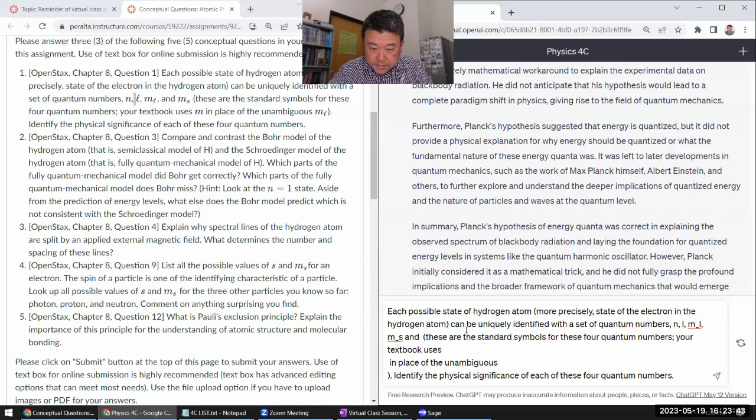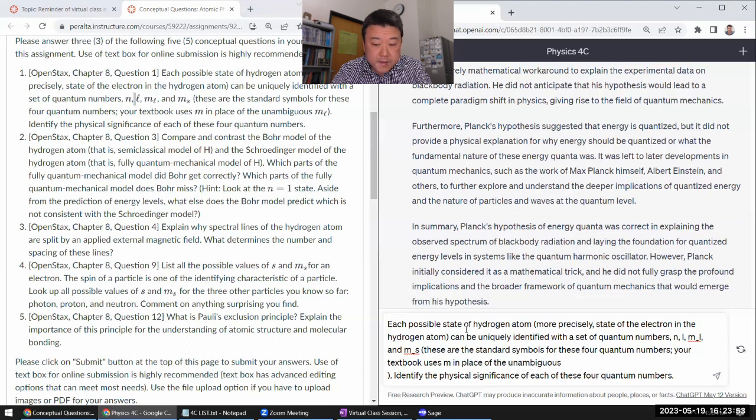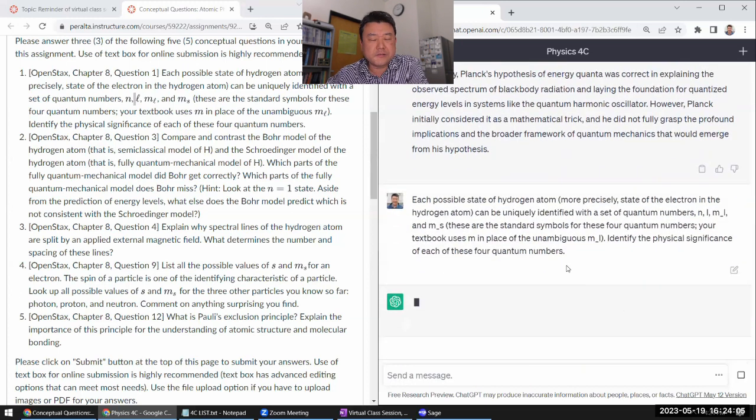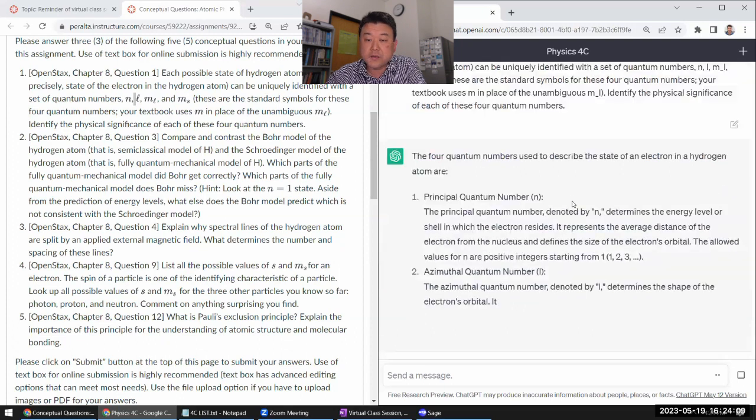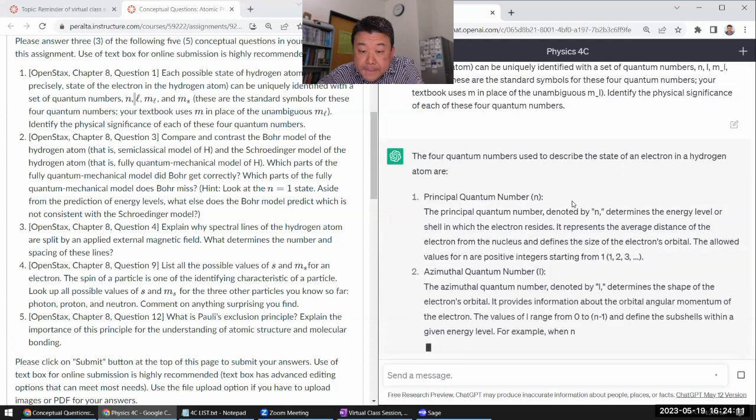Wait, N, L, M, L. Oh, I see. That should have been here, and I should not put this in here. These are standard symbols your textbook uses, M in place of the unambiguous M underscore L. Physical significance of each one. I think ChatGPT will get this right. It's the kind of question that it does relatively well on, recalling definitions and whatnot.